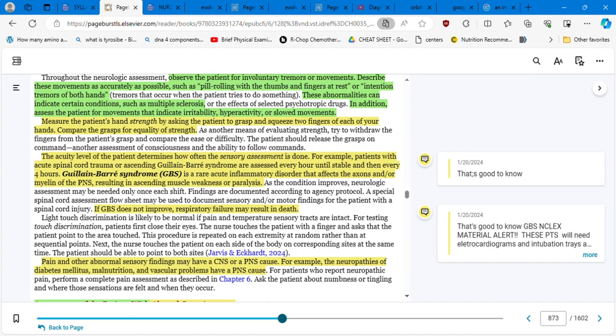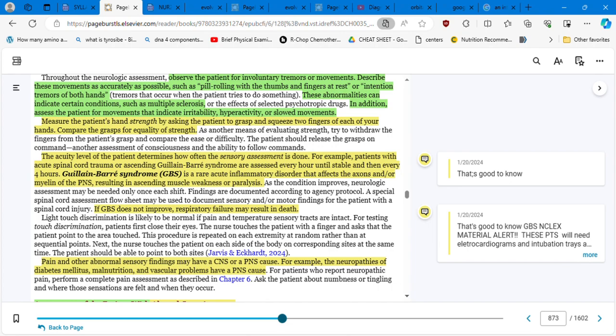And if the condition does not improve, because during the treatment, and we are going to see that later, they are going to receive immunoglobulins, IV immunoglobulins, trying to stop that autoimmune attack. So if the disease does not improve, respiratory failure may result in death. So it's going to start with the weakness, paralysis in the lower extremities, maybe in the feet, then goes to the calf, then goes to the thighs, and suddenly the arms, and it's going up, and it's going to start involving the respiratory muscles and nerves.